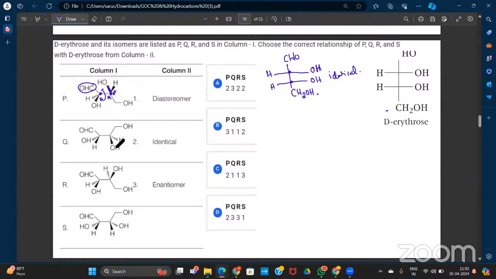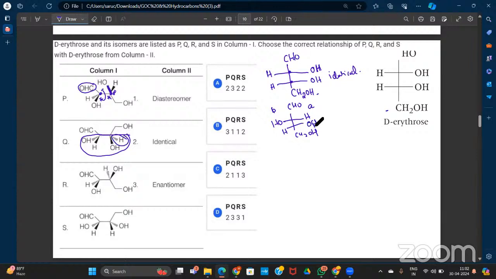Now moving to Q. Again, you write the Fischer projection. So you have CHO and CH2OH. Here the OH groups are present on the same side, so no need to tilt it. You just write it as it is. If this is below the plane, this should be above the plane. So below the plane, you have OH and hydrogen over here. Here below the plane you have H, and here you have H and OH over here.